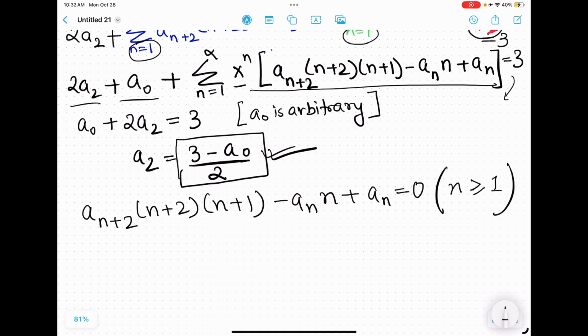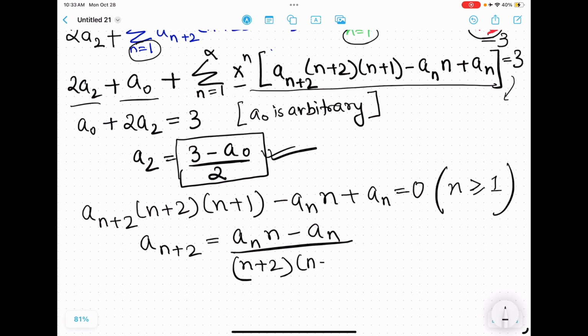Okay, all right, so let's now isolate our a sub n plus 2. So I have a sub n times n minus a sub n, divided by (n plus 2) times (n plus 1). Okay, and this is our recurrence relation.